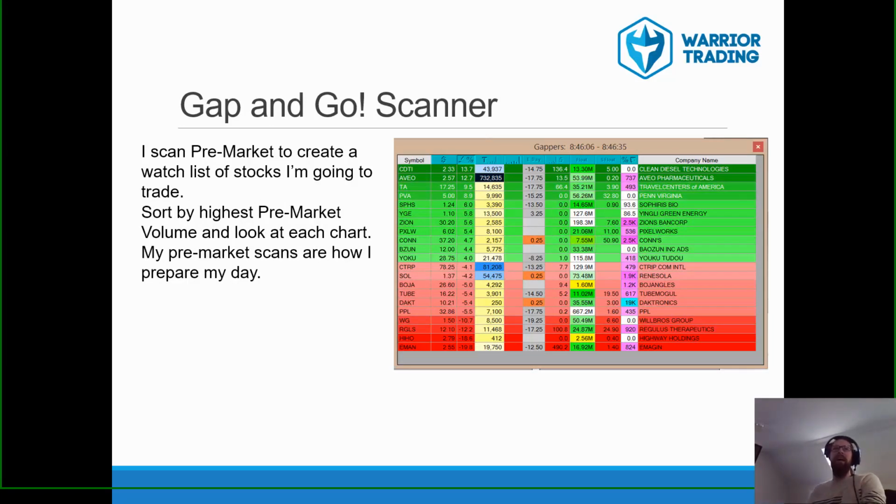All right, so the first scanner that we'll look at is our Gap and Go scanner. Now you guys understand this is the scanner that I use every single morning.